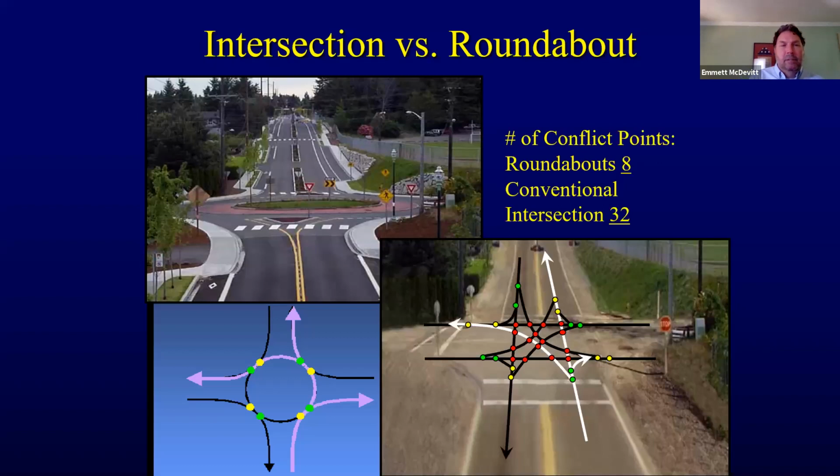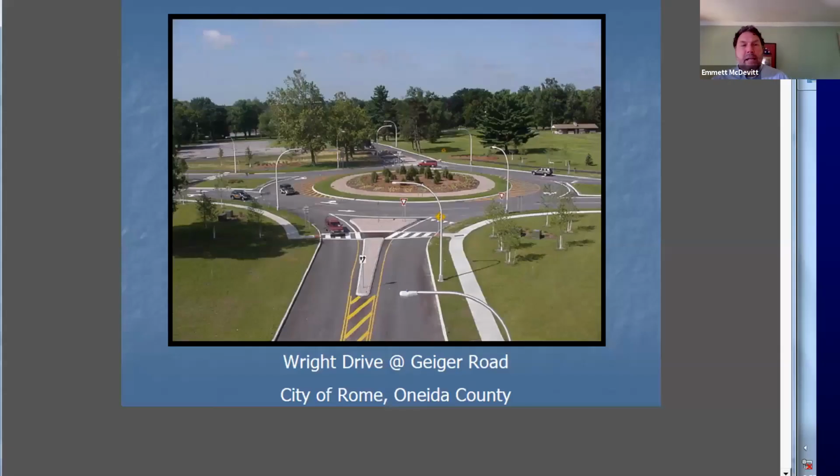You've seen this graph in other presentations I've made, but it just shows the number of conflict points between a conventional intersection and a roundabout. Not only are they significantly reduced from 32 to 8, but the severity of crashes and the conflict points are eliminated completely in a roundabout versus a conventional intersection. You don't have those left turn crashes and those right angle crashes that tend to be more severe. Interesting note here, we have about, I'm guessing, about 200 roundabouts throughout the state now.